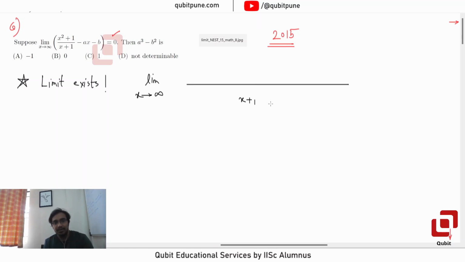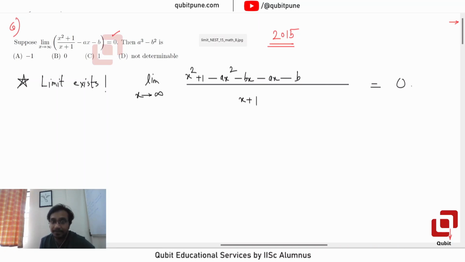Let's take the denominator x plus 1, and x squared plus 1 will remain. Now we have to multiply negative ax minus b by x plus 1. So minus ax squared minus bx minus ax minus b, and this is 0. So far we have not done anything, we have just brought the ax plus b thing into the numerator.